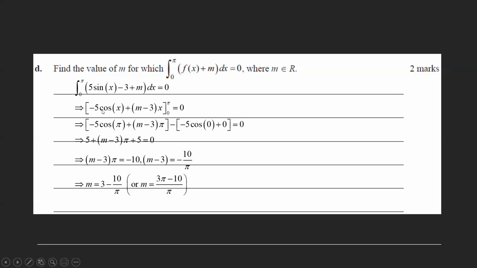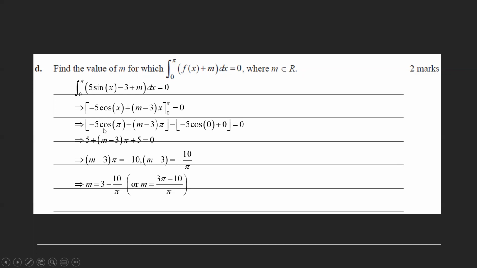Many students confuse the derivatives and antiderivatives of sine or cos terms. So read your formula sheet. And in this case, I treat m minus 3 as a constant. So I just multiply an x after m minus 3, putting 0 to pi next to it in a square bracket. Equate the whole thing to 0, and you plug in x equals pi into the function, subtract x equals 0, plugged into the two terms.